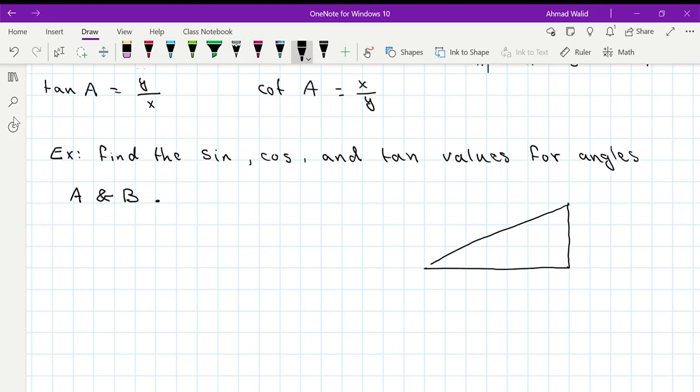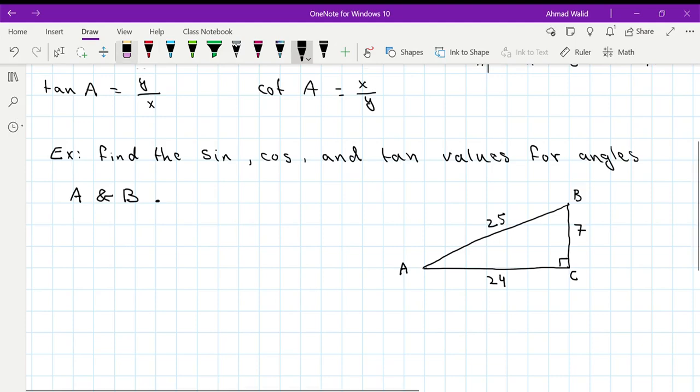I try as much as possible to draw straight lines because I have this electric pen. Here you have A. Here you have your B. This is triangle ABC, correct? Of course, here it's 90 degrees. The length of this side is 24. This side 7, and this side is how much? 25.